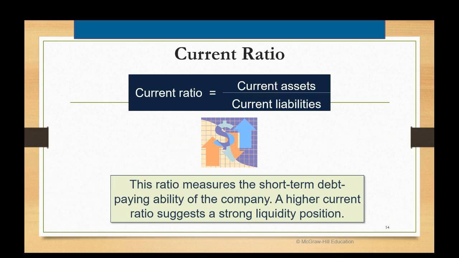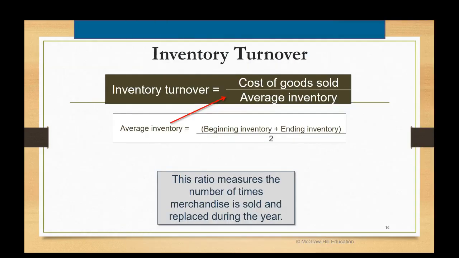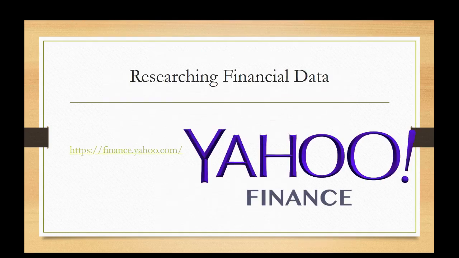The current ratio is a measure of liquidity. A higher current ratio suggests a strong liquidity position. The accounts receivable turnover is also a measure of liquidity, and the ratio measures how many times a company converts its receivables into cash. Inventory turnover is similar, but this ratio measures the number of times merchandise is sold and replaced during the year. And again, here's the site I used to gather the data.